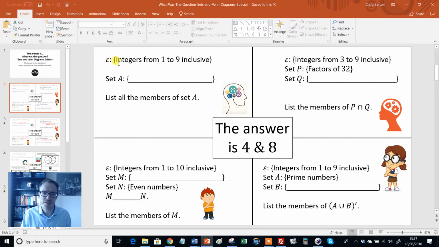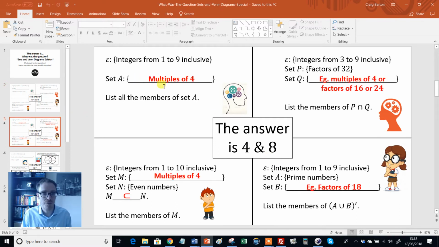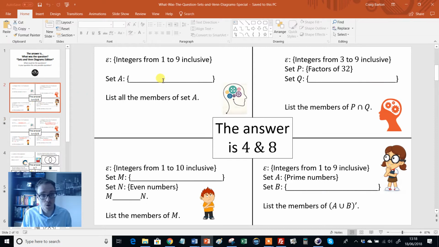So the entire set is made up of integers from 1 to 9 inclusive. Set A is given by a certain definition. And the question is: list all the members of set A. Now, you know the answer's got to be 4 and 8. So what could the question be? Well, if we just have a little flick here, multiples of 4 could work. Now, already you can start to see, firstly, it's challenging because you've got to think about it. But secondly, you have the natural follow-up question: is that a unique answer? Is that the only answer we can get?